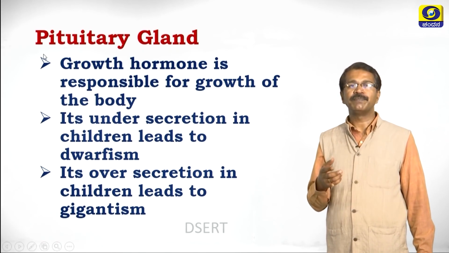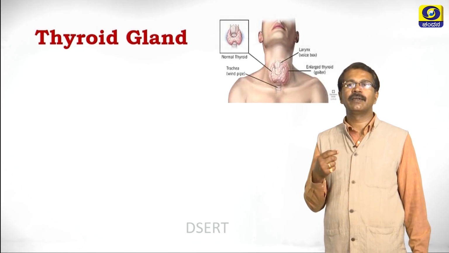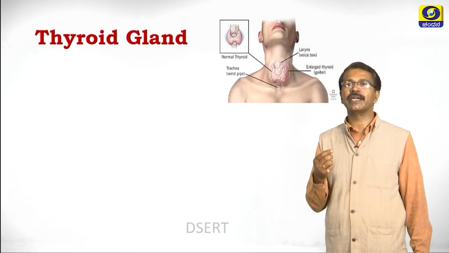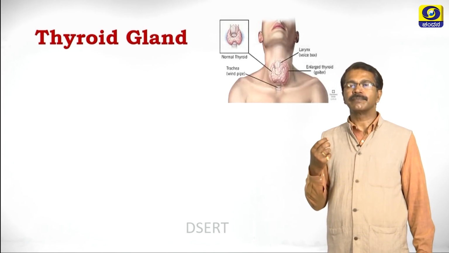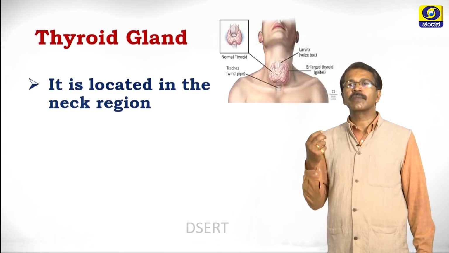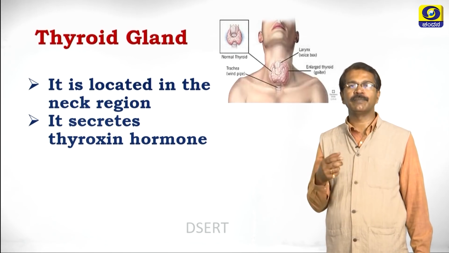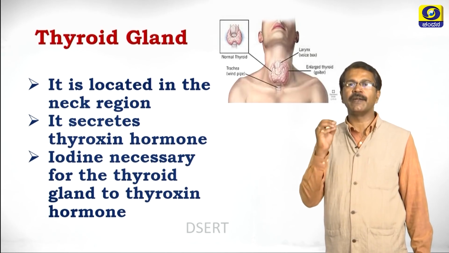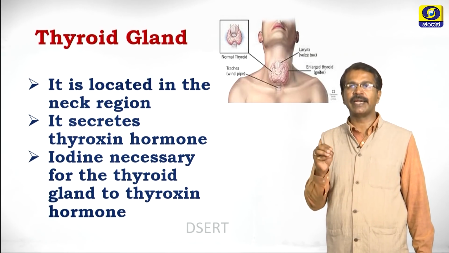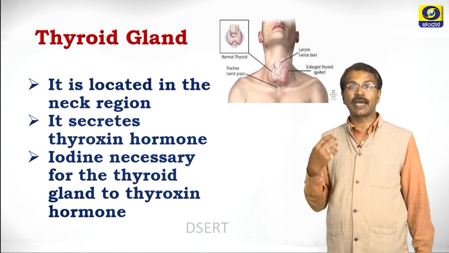Now come to the next gland, that is the thyroid gland. Look at the picture where it is located. It is located in the throat region or the neck region. It secretes a hormone called thyroxine hormone. For this thyroxine hormone secretion, the thyroid gland is in need of iodine. That means your diet must contain iodine. How will we get iodine?